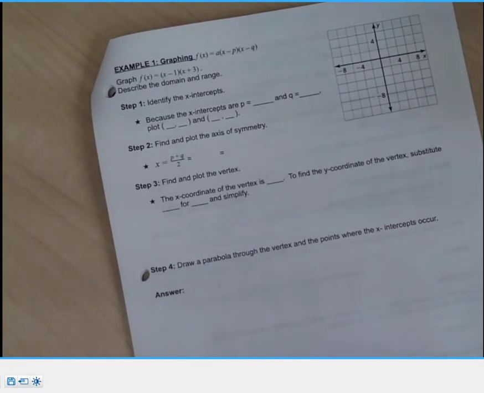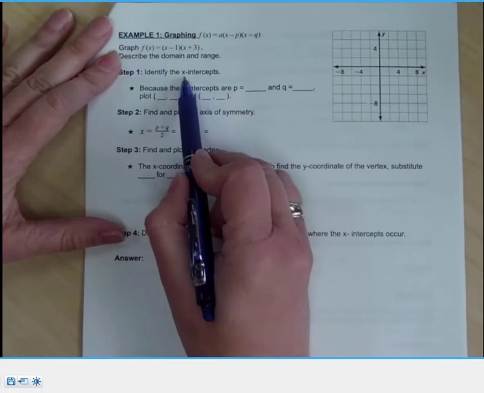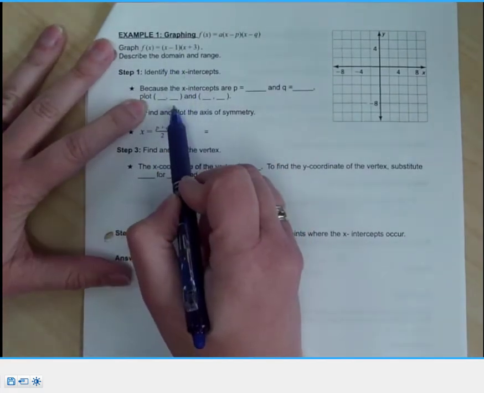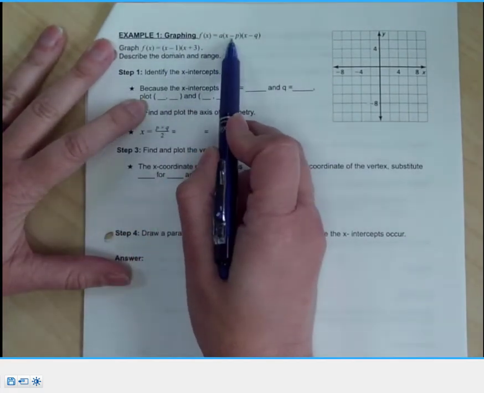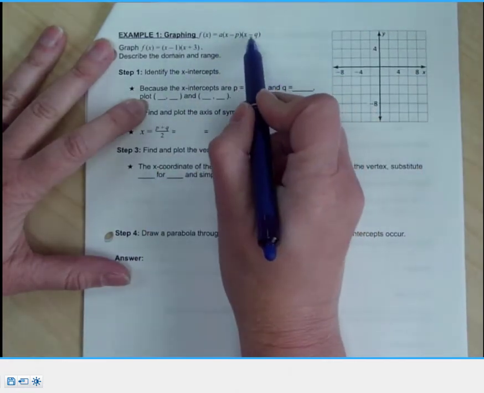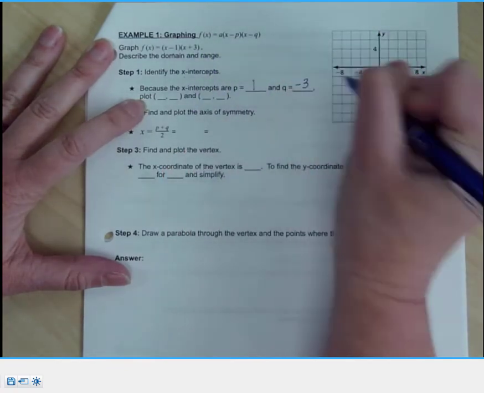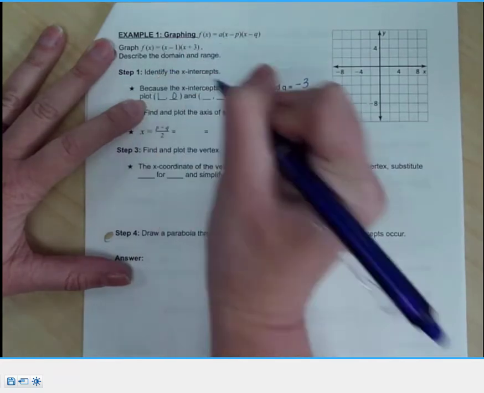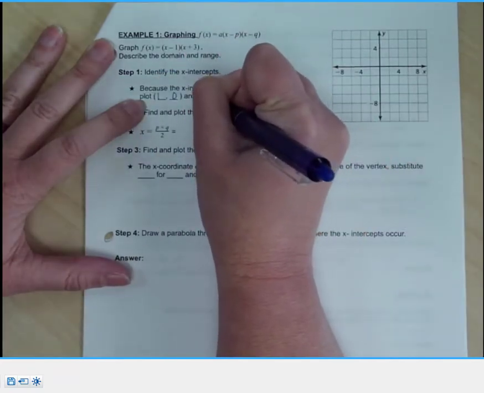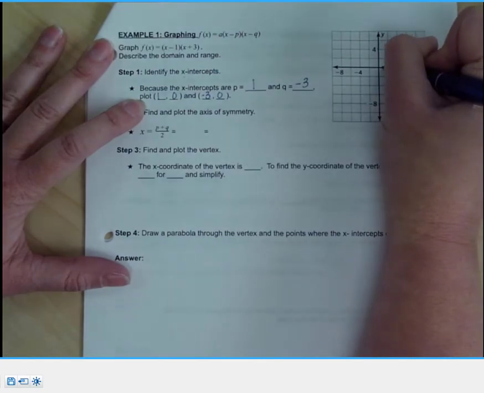So let's put this into some actual numbers here. I want to graph this and then describe the domain and range. The first thing we're going to do is identify the x-intercept. So P is 1. Keep in mind, this is negative, so what is P? 1. Q, negative, so in order for this to be positive, I need to have a negative 3. So I'm going to plot 1, 0, and negative 3, 0.